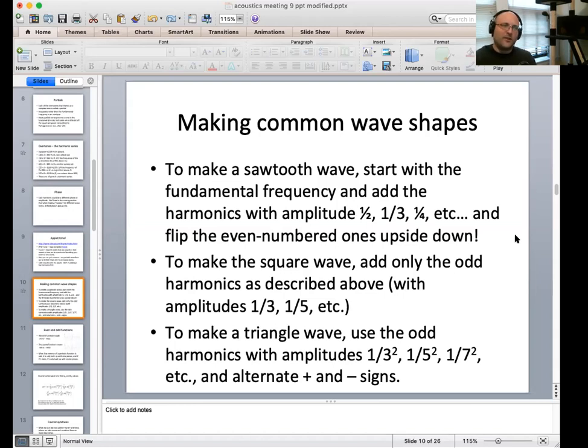When I go through this in my class and I forget to flip the even numbered ones upside down, you still get a sawtooth wave. It just goes the other way. Instead of going like this, it goes like this. One of those two.